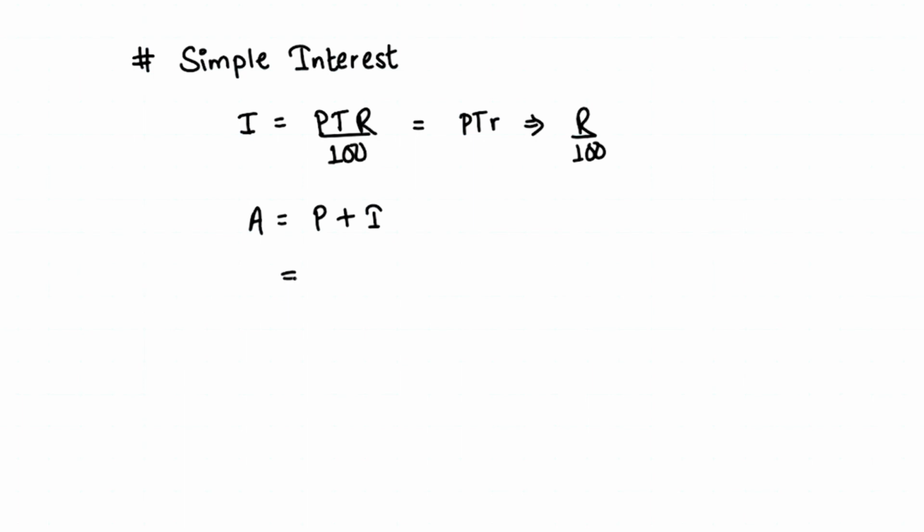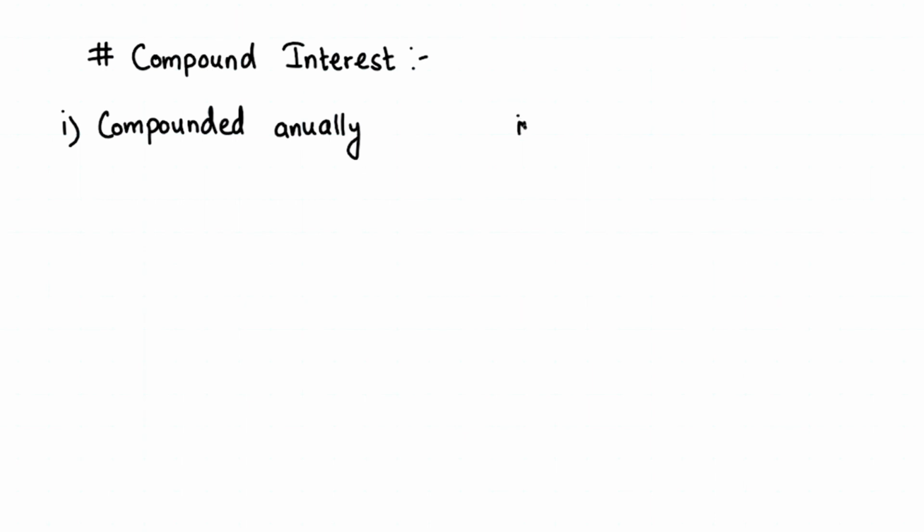And then we can also modify this formula a little bit. So we have principal as P plus our interest is PTR divided by 100, right? So when we take P as common, we get P(1 + TR/100), bracket close. So sometimes we can also use this formula, and this is the simplest formula for calculating the amount. And that's our simple interest. Now for our compound interest, we have two cases, right? So the first case is compounded annually, and the second case is compounded semi-annually.